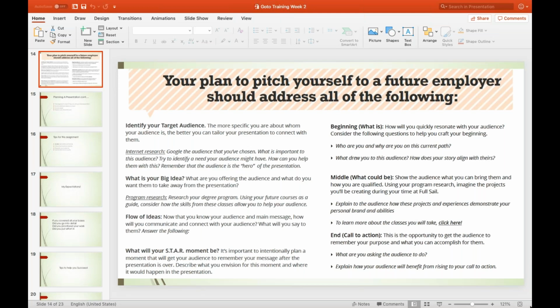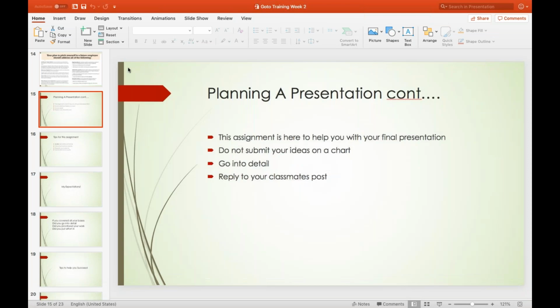This will help with your final presentation because this is actually the first part of it. The final presentation is about 3 parts, and this is the first part. Do not submit your ideas on a chart. Don't just list it. That's not going to get you a passing grade, I will tell you that now. Go into detail and make sure you reply to your classmates' posts, and also share ideas with each other. I want you to get comfortable talking to each other, sharing ideas back and forth.